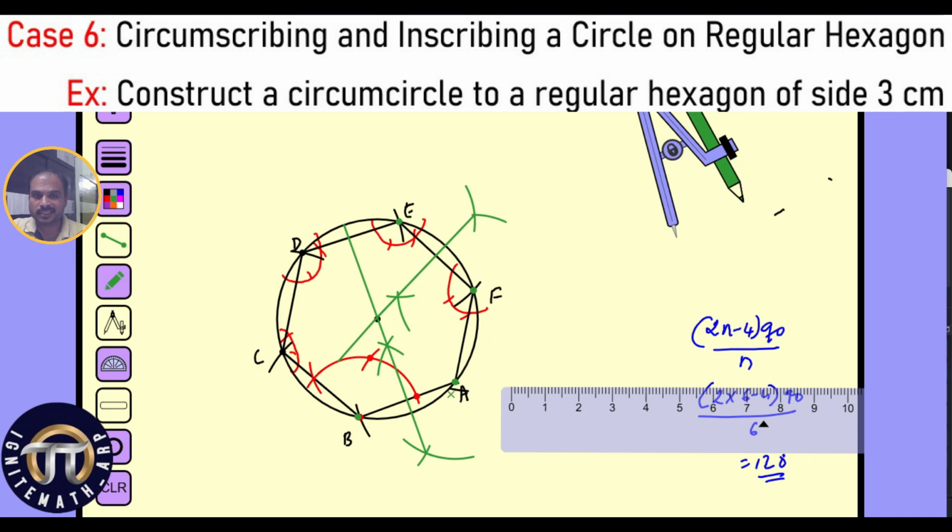See, the circle is exactly passing through all the vertices of the hexagon. This is how you are going to construct the circumcircle to the given hexagon.